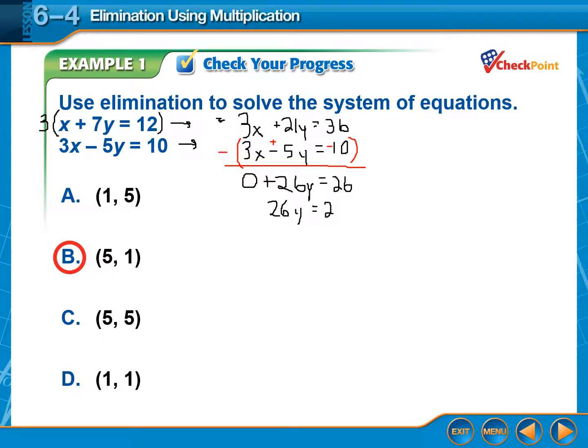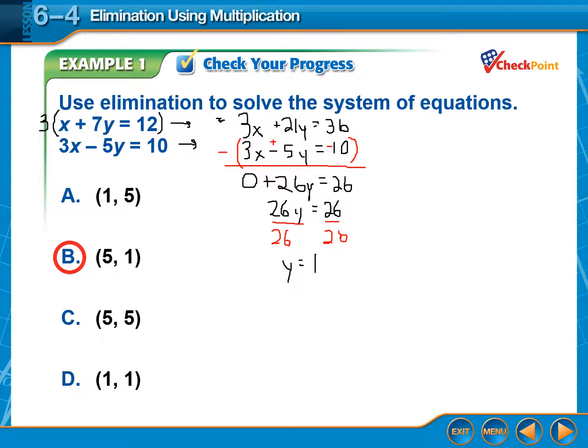So how do I solve for y? I divide both sides by 26. So take 26y and divide by 26, take 26 and divide by 26. And 26 divided by 26 is 1. So y is equal to 1 for this system. So my y value is 1.